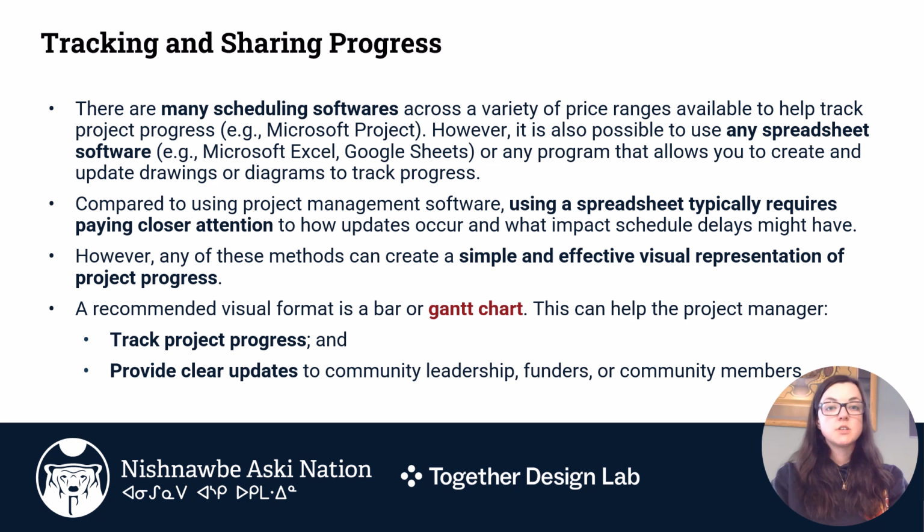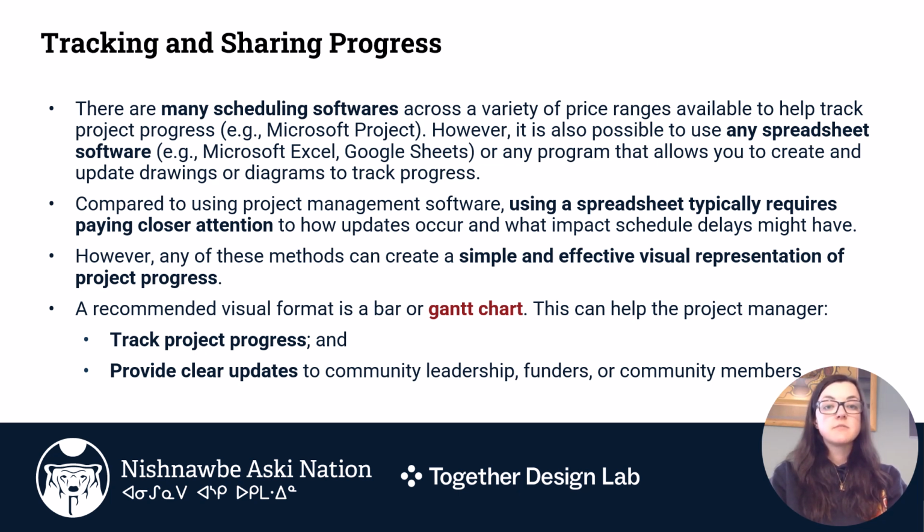There are many scheduling softwares across a variety of price ranges available to help track project progress. However, it is also possible to use any spreadsheet software, including Microsoft Excel or Google Sheets, or any program that allows you to create and update drawings or diagrams to track progress. Compared to using project management software, using a spreadsheet typically requires paying closer attention to how updates occur and what impact schedule delays might have. However, any of these methods can create a simple and effective visual representation of project progress.